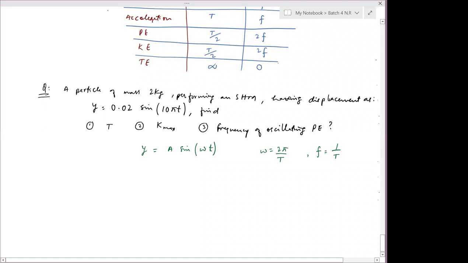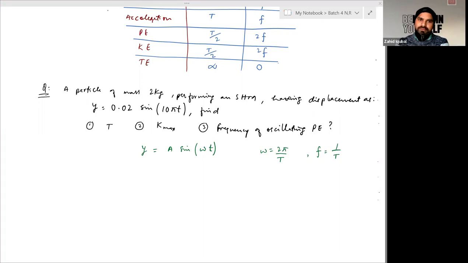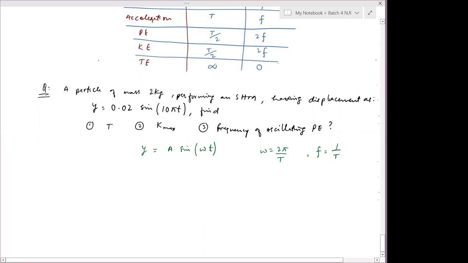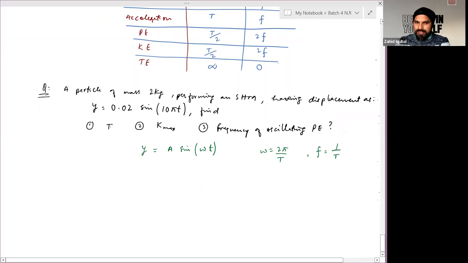So the potential is separate question, right? Yeah, it is the third part of the same question. The third part is frequency of oscillating potential energy. In first part, we have to calculate time period of actual wave. In second part, you have to calculate maximum kinetic energy, and third part, you have to calculate frequency of oscillating potential energy. Okay.